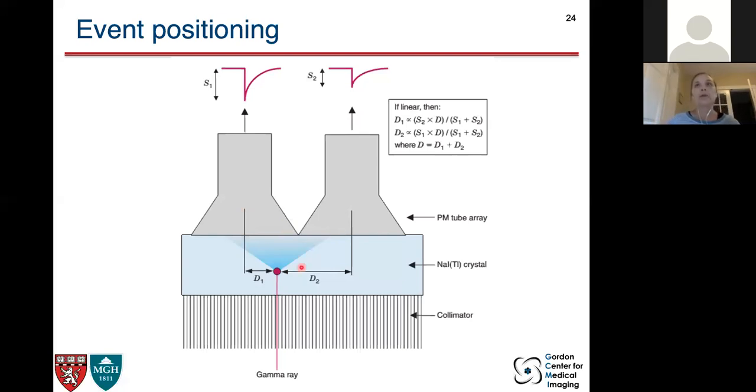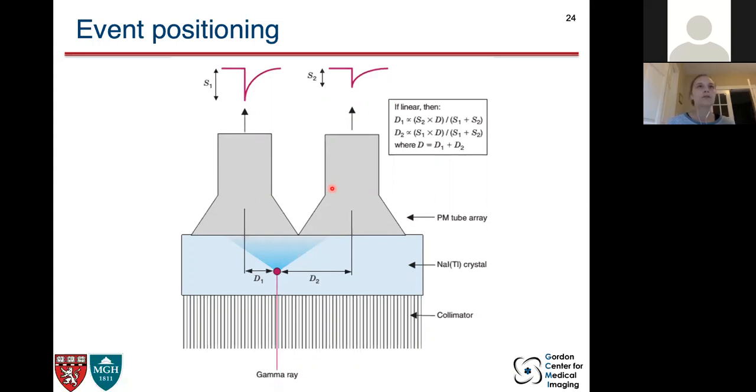And this is important because it's important to determine this accurately, because it will be directly translated to the accuracy with which you can determine the origin of the gamma source in the body. In addition to this simple angular logic, this is the simplest event positioning algorithm that is used in the majority of the systems, both for SPECT and PET.